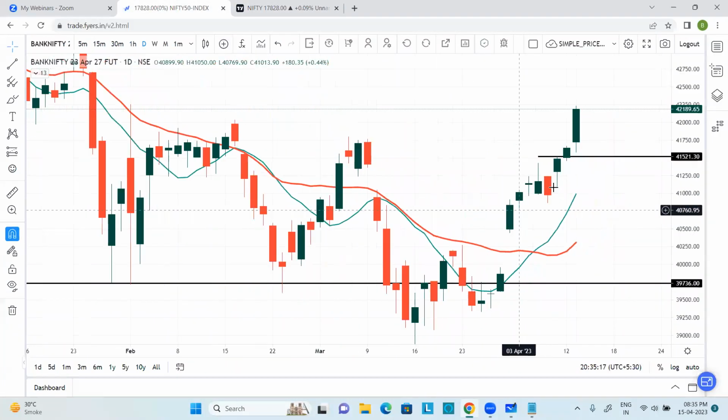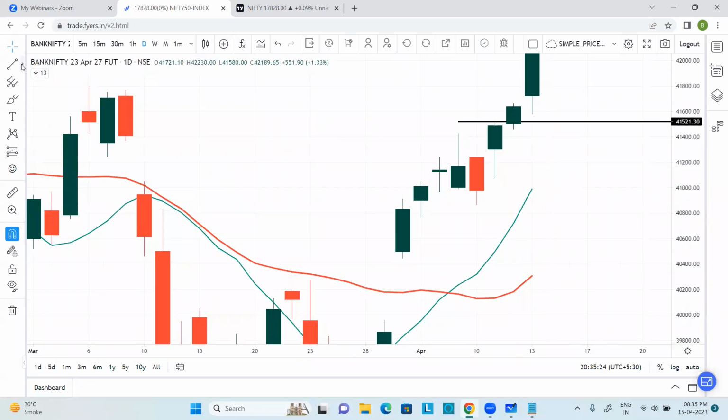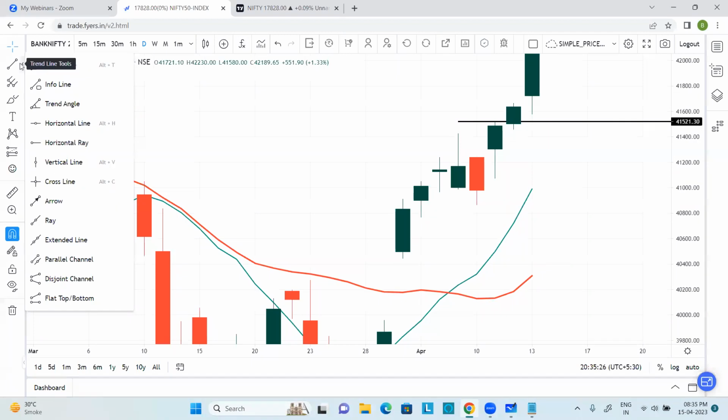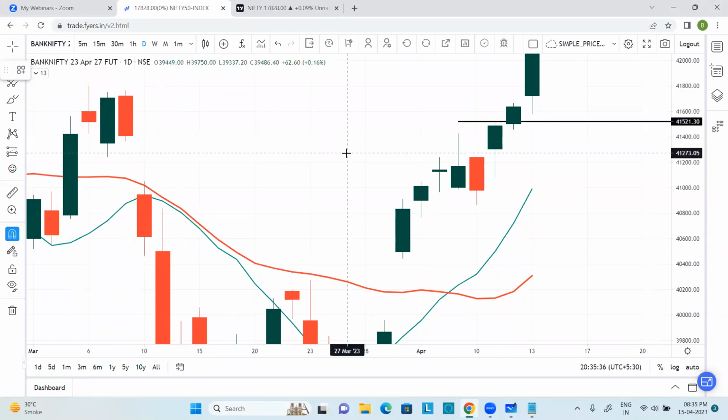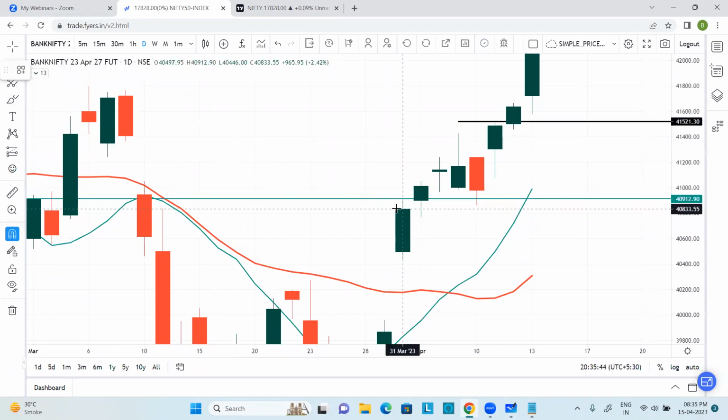Now what you need to do is take a trend line here. You can see here there is a trend line. Now you need to take a horizontal trend line. Horizontal line. This is called a horizontal line. Take a horizontal line and draw to the high of previous day, and take one more line and draw to the close of the previous day.